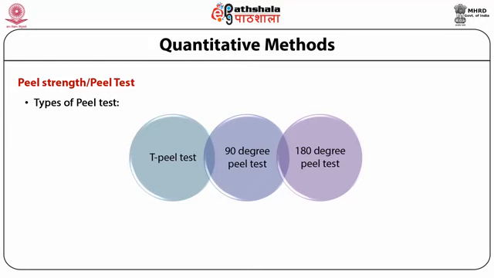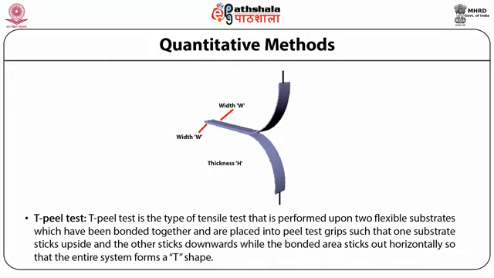Amongst them, the one called the T-peel test is a type of tensile test that is performed upon two flexible substrates which have been bonded together and are placed into peel test grips such that one substrate sticks upwards and the other sticks downwards, while the bonded area sticks out horizontally, so the entire system forms a T shape. The word T is because of the shape which is taken while the test is being performed.